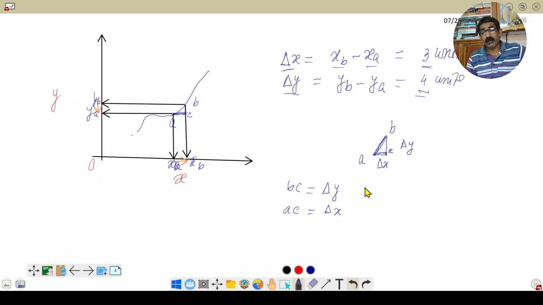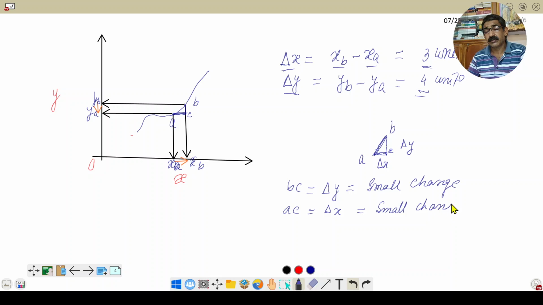Delta y is the change of y due to change of x. X changes, and with the change of x, y also changes. Delta y is the change of y, and delta x is the change of x. And this change is a small change. Suppose this is also a small change. Though this change may be a considerable change, this change is a very small change.